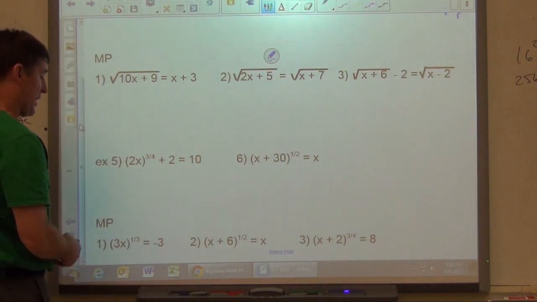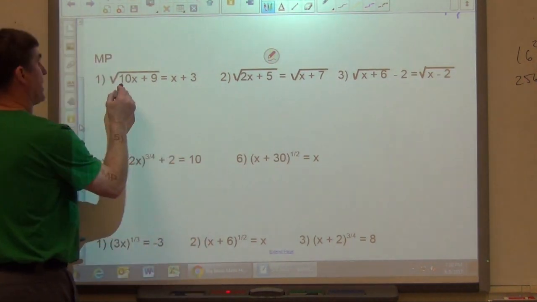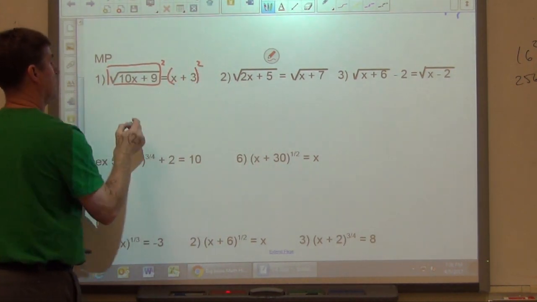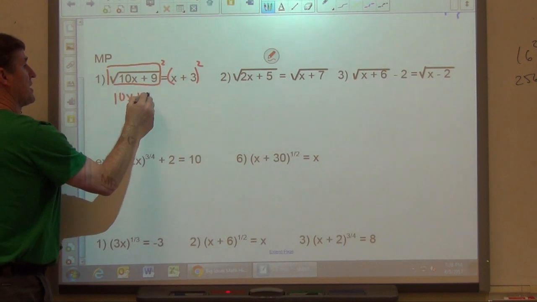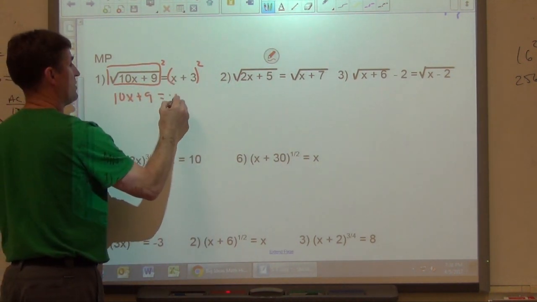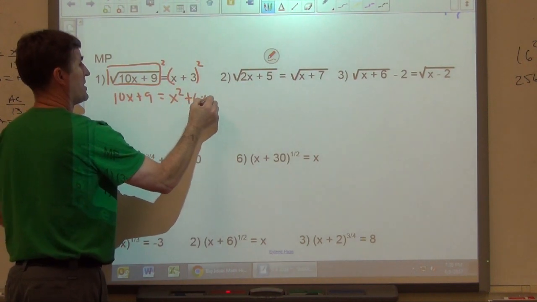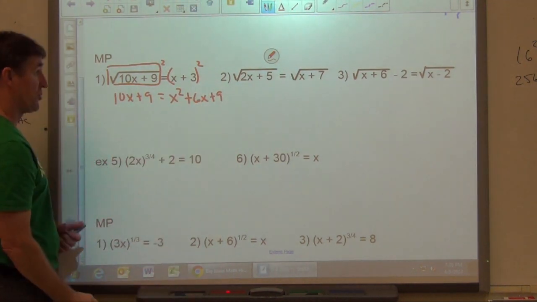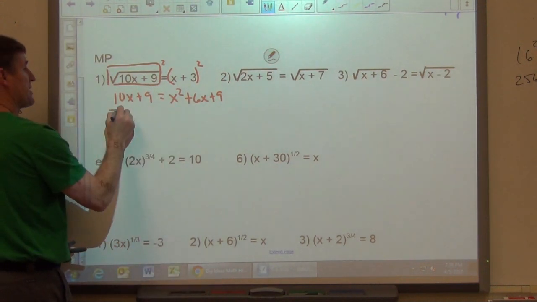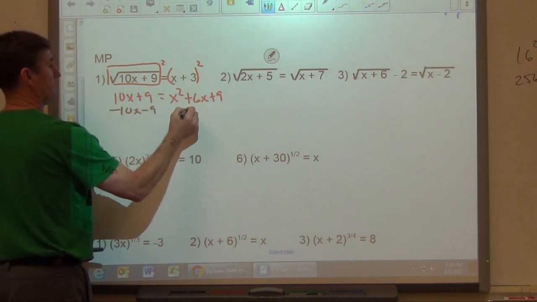So, if you've done this right, it's already isolated. So we square both sides. So we get 10x plus 9. Now I'm going to assume that you can go (x plus 3)(x plus 3), but you would get x squared plus 6x plus 9. Or you should have. I'm going to now, it's quadratic, set it equal to 0.